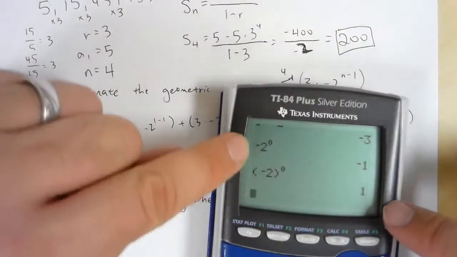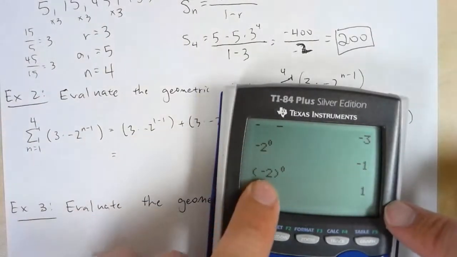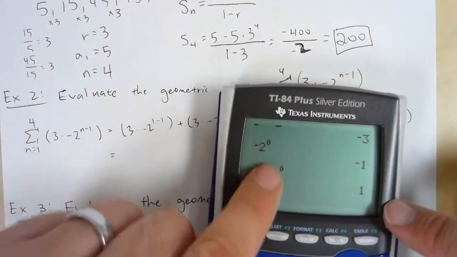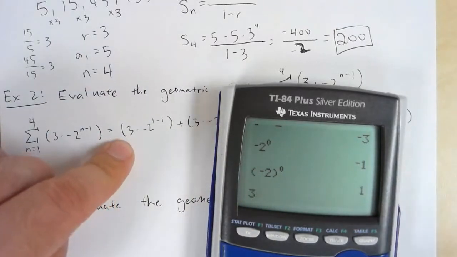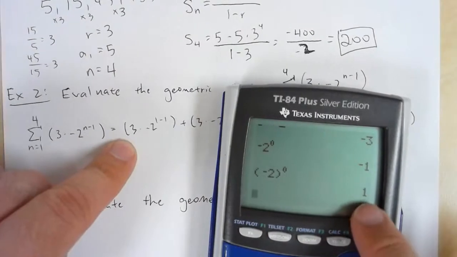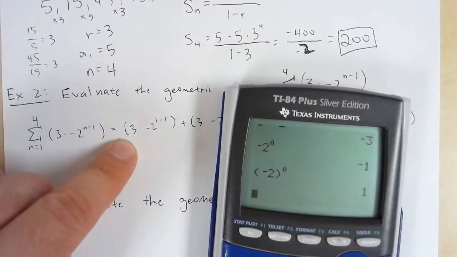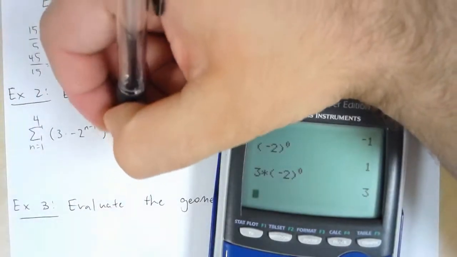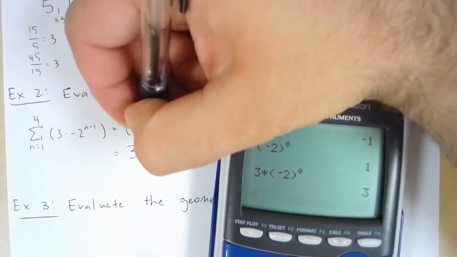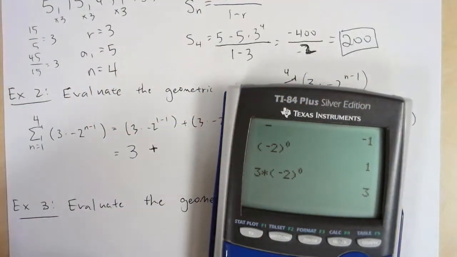So make sure that you compare and contrast these. If you're raising a negative to a power, put it in parentheses, please, because we want 3 times negative 2 to the 0 power, and 3 times 1 is 3. So 3 times negative 2 to the 0 power is going to give us positive 3. That's the actual value we want. So be careful when you're typing this in your calculator. It will lie to you on a regular basis.